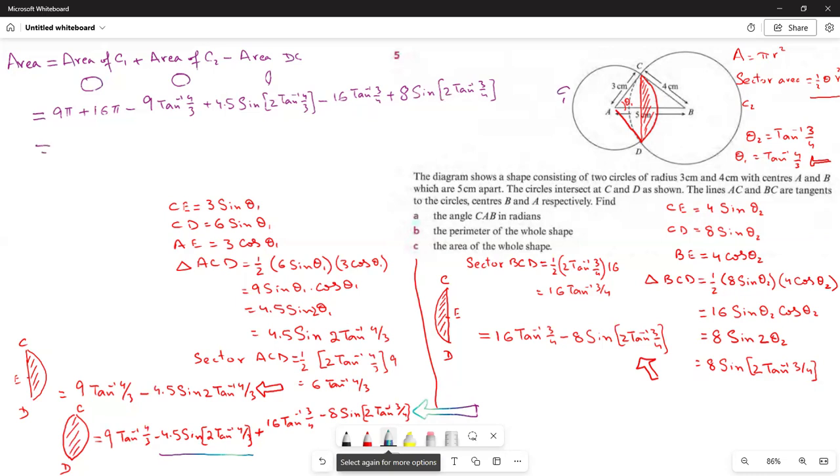And when you calculate all of these things, the area comes out to be 71.898 centimeters square. Okay, so this was a pretty complicated problem. I hope you all follow it.